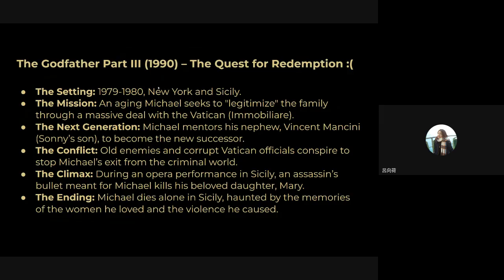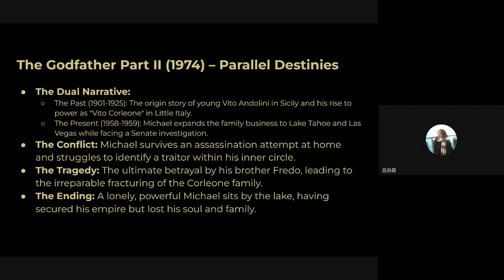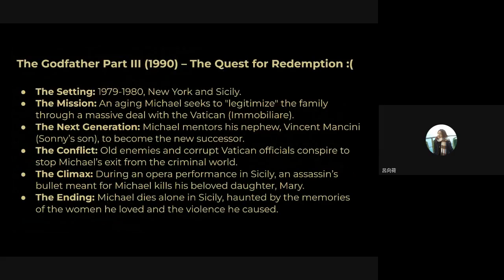Part three of The Godfather was released almost 20 years later, in 1990, and this is the one I like least. Everyone can go through the introduction, and at the end Michael dies alone in Sicily, haunted by the memories of the woman he loved and the consequences of what he has caused.